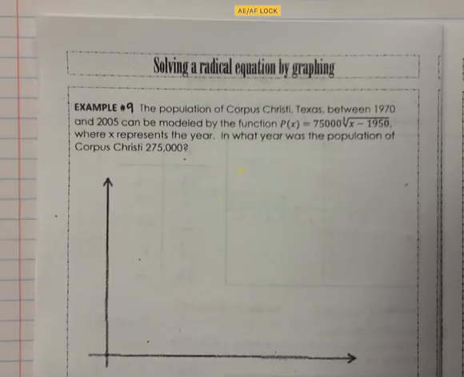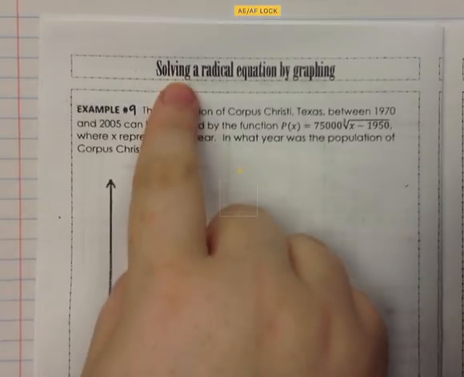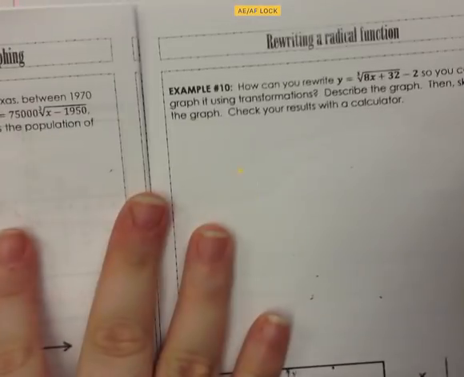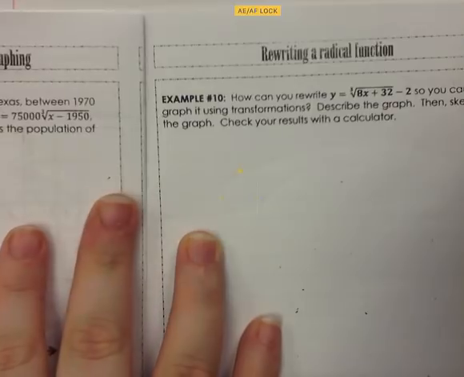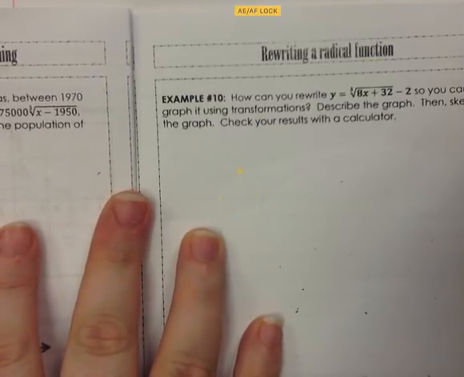This video is still explaining graphing radical functions. The two things we're going to do on this one is solving a radical equation by graphing, and we're also going to be rewriting a radical function from the original so that we can find the function notation.